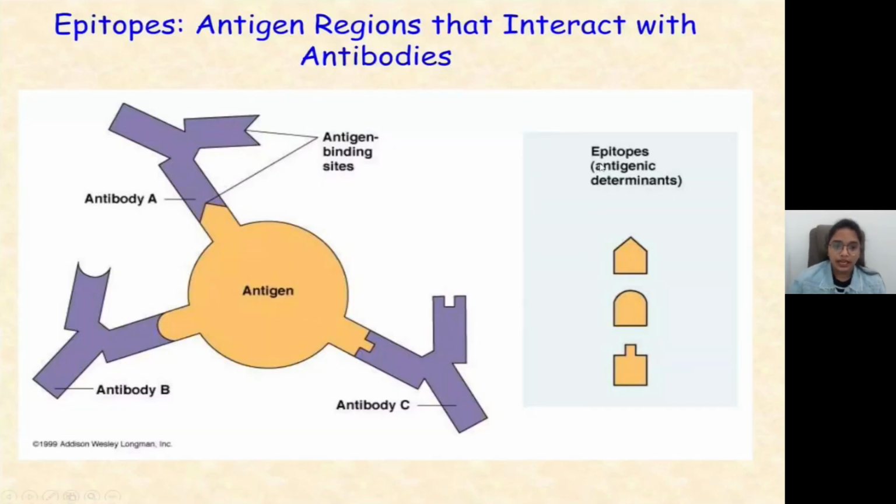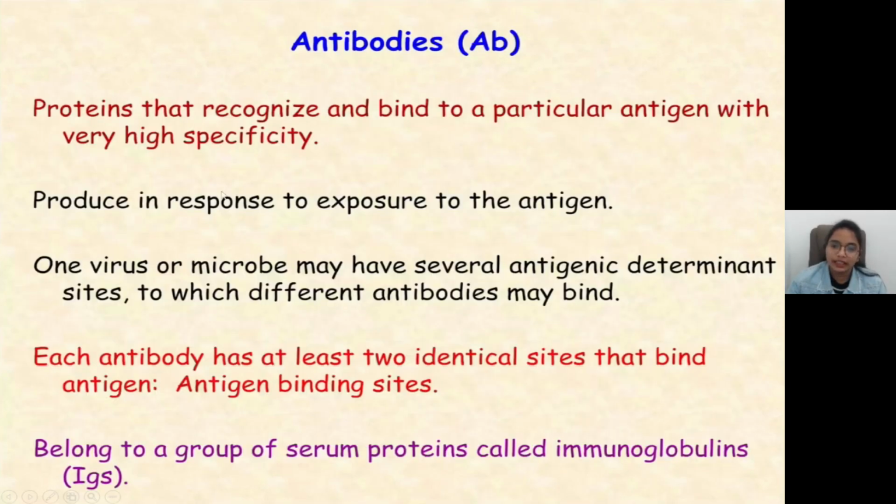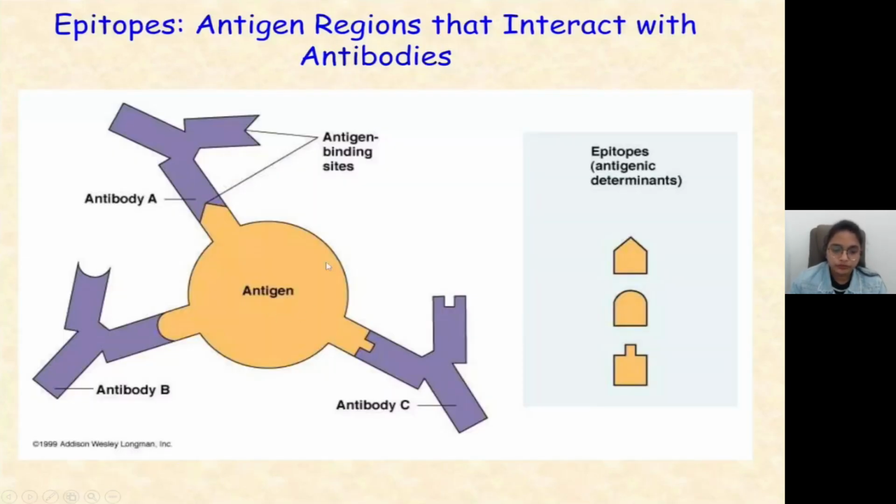Next is the epitope, the antigen region that interacts with antibodies. So this will be your antigen, and this will be your antibody A, antibody C, and antibody B. This will be your antigen binding site where the antigen can bind. This will also be an antigen binding site where the antigen can bind. And these will be your epitopes, the antigenic determinants.